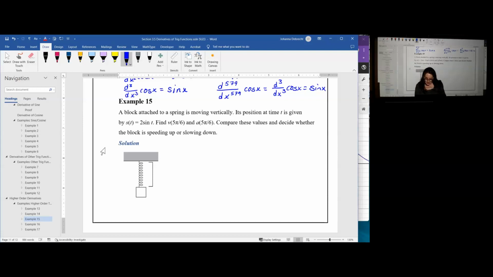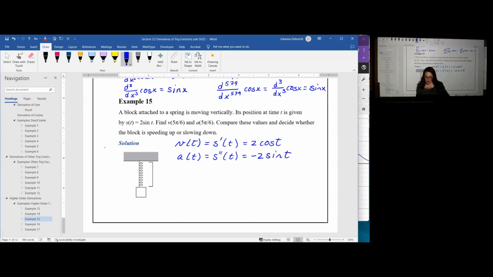In order to find the velocity, I need to find the derivative. So I take the derivative of 2 sine t. The derivative of sine is cosine, so I get 2 cosine of t. Now I need to take the derivative of the first derivative to get the acceleration. The acceleration will be the derivative of 2 cosine of t, which becomes -2 sine of t.